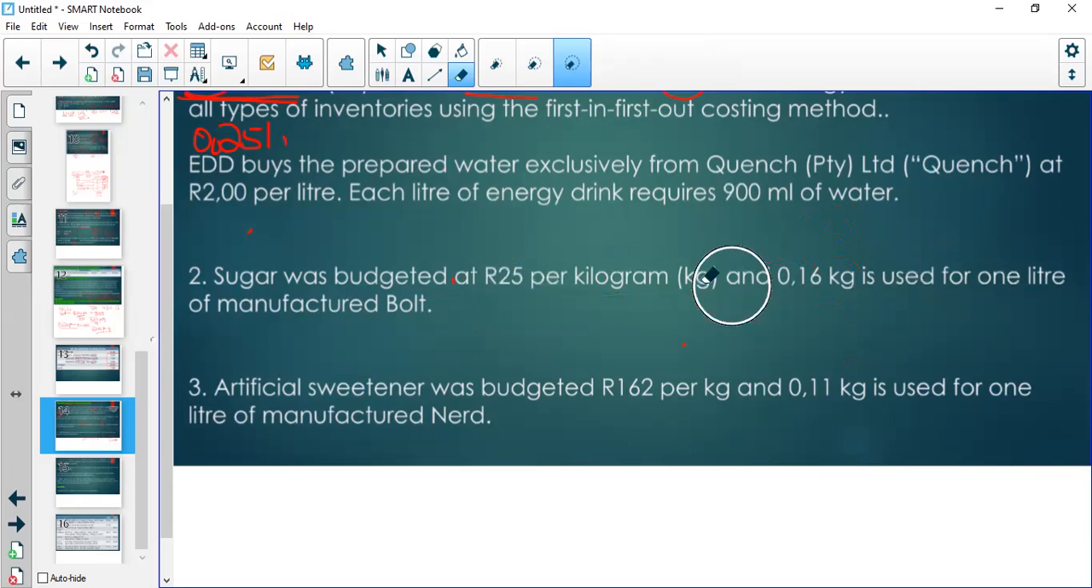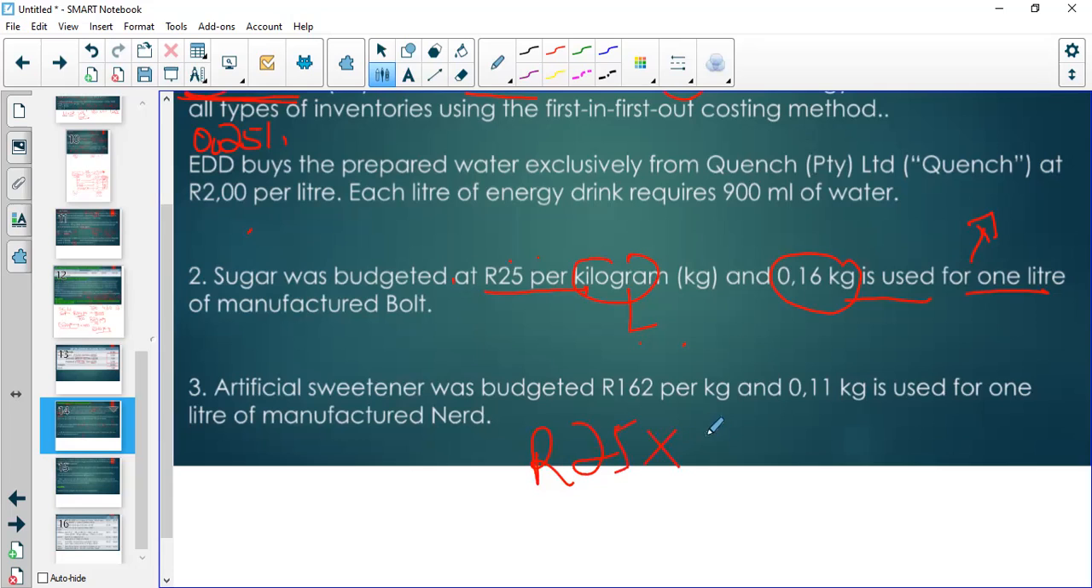So I'm given 25 rand per kilogram, right? So that's the standard price. So the standard price is per kilogram. So we need the standard quantity to be in kilograms per unit, and that is what they have here, kilograms per 1 liter. So we're going to multiply that, 25 multiplied by 0.16. Then you're going to get what you get there.